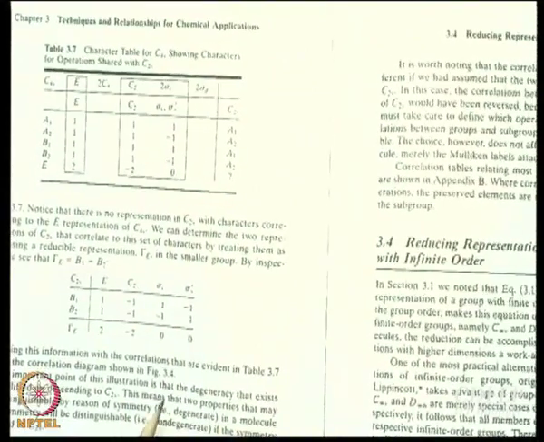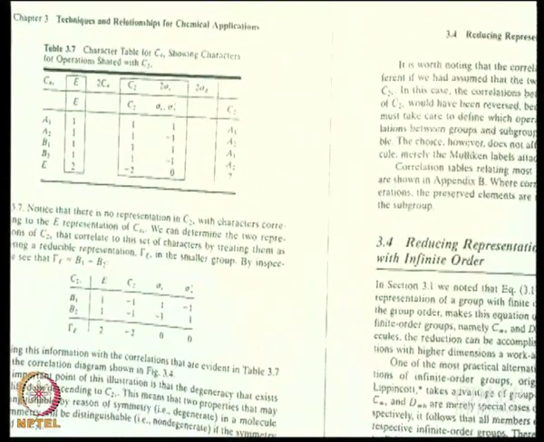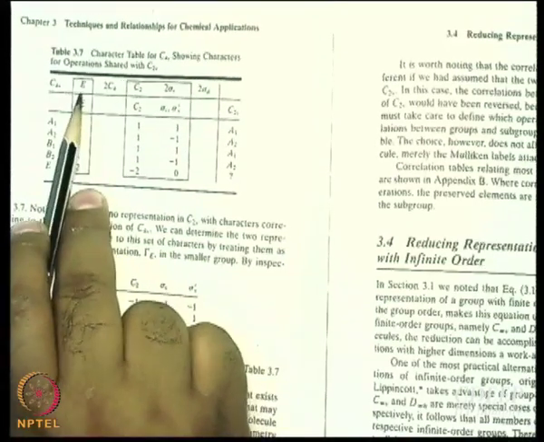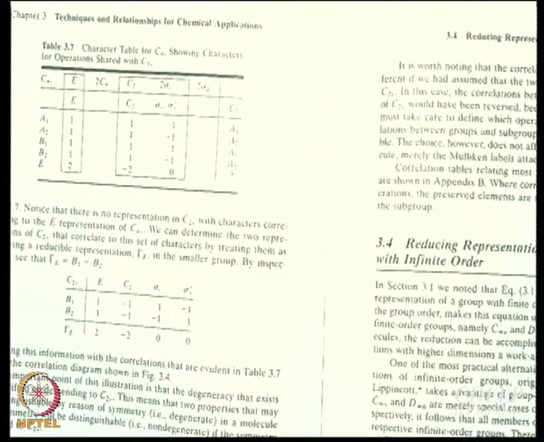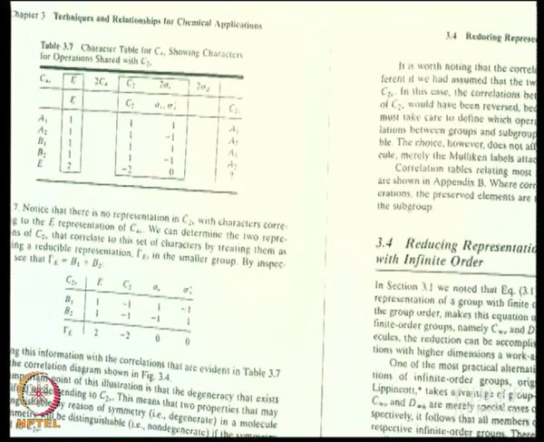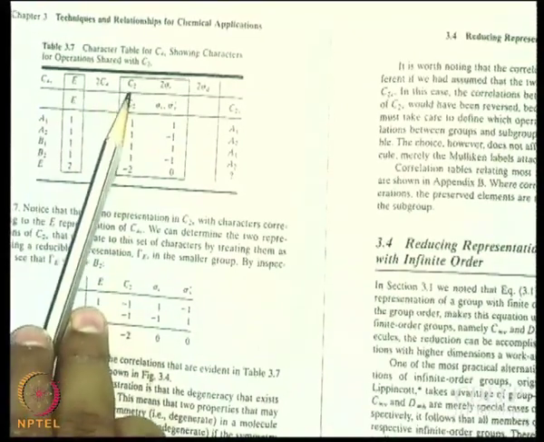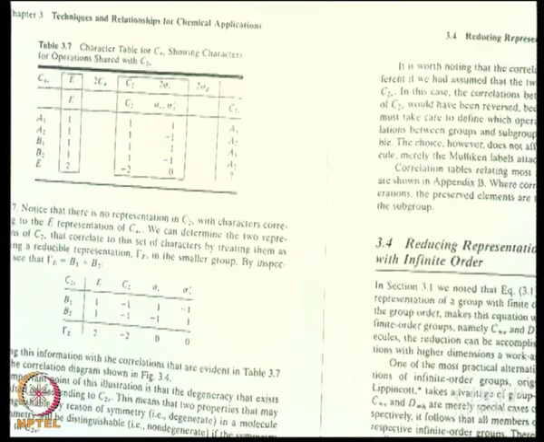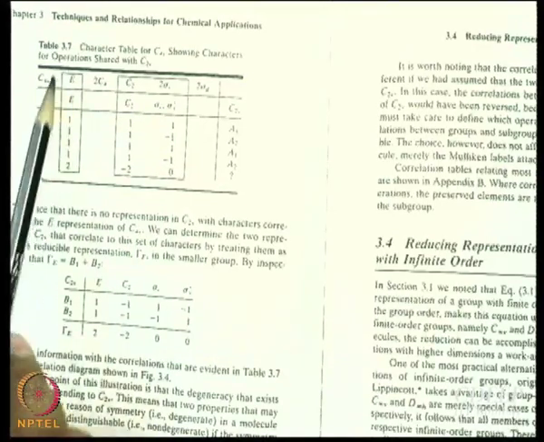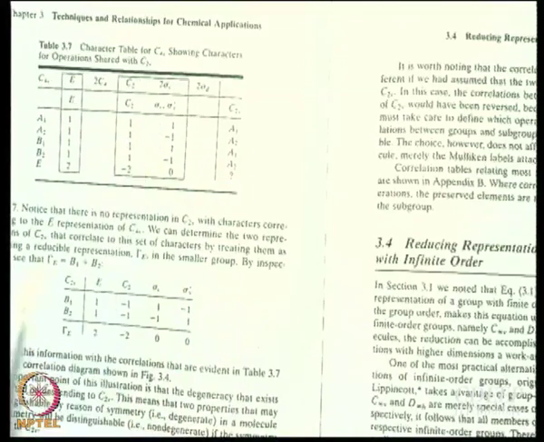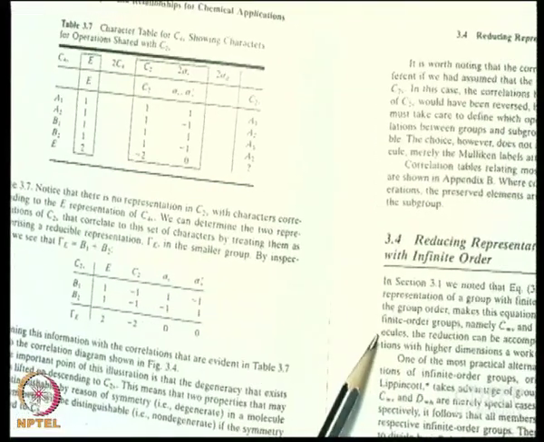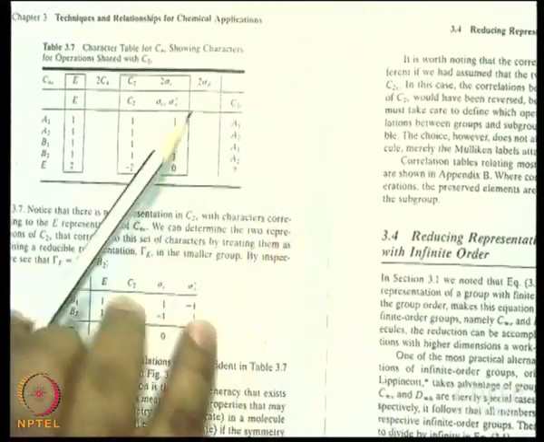C4V and C2V are also group subgroups. C2V is a subgroup of C4V. For C4V, what do you have? You have E, 2C4, C2, 2 sigma V, 2 sigma D. And C2V, everybody knows by heart, you have E, C2, sigma V, sigma V prime. Okay. Once again, the character table of C2V is blocked out here, and this is the correlation diagram. Okay. There is something interesting here.